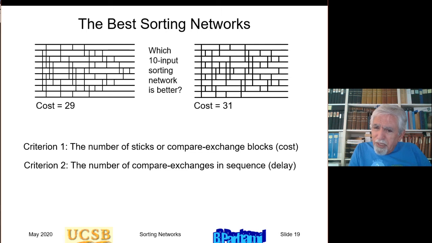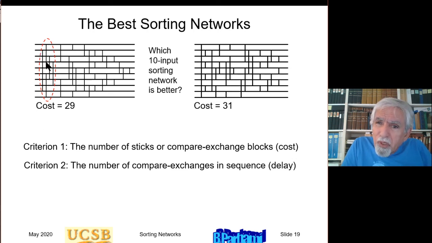Criterion 2 is the delay, the number of compare exchanges that are done in sequence. And when you count delay, it's kind of tricky because you see all of these comparators that are encircled, they count as 1 unit of delay because they do comparisons between different lines.